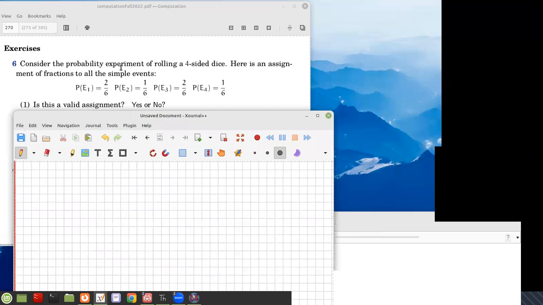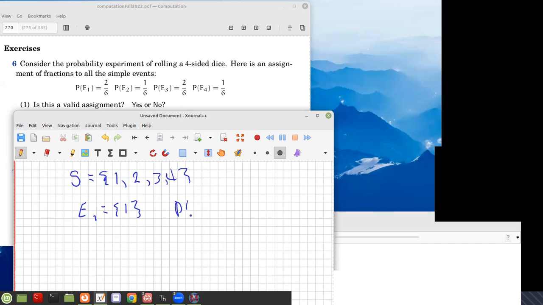So consider the probability experiment of rolling a 4-sided dice. This is the same sample space that we just dealt with in the previous exercises. And so a probability model is an assignment of fractions between 0 and 1 to all the simple events. Now see, E1 is the event that when you roll the dice, a 1 appears.